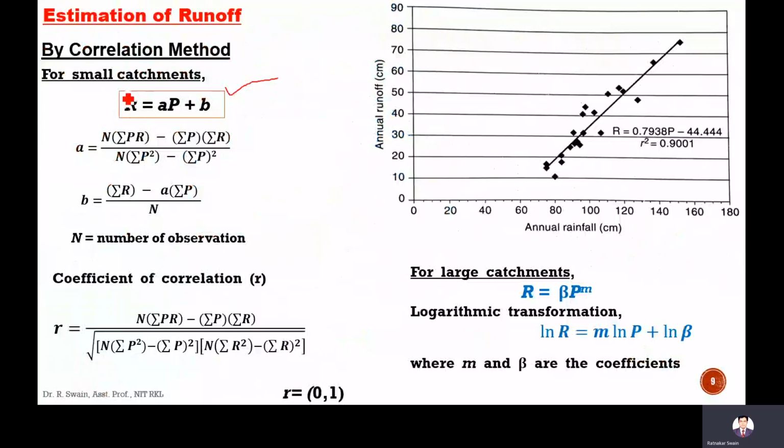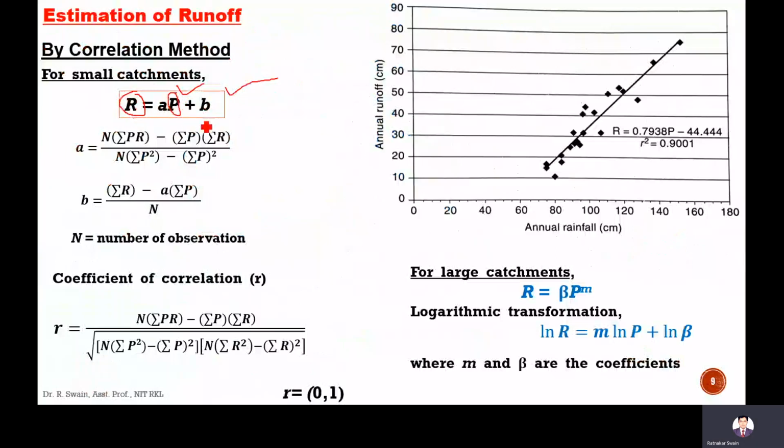In the correlation method, you can develop a correlation between runoff and precipitation. For a small catchment, the runoff varies linearly with precipitation: R equals A P plus B, where A is a constant and B is a constant.